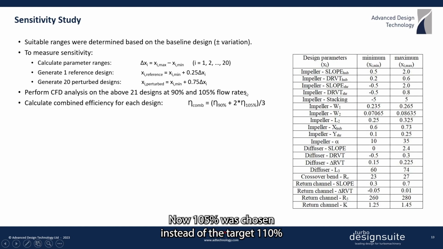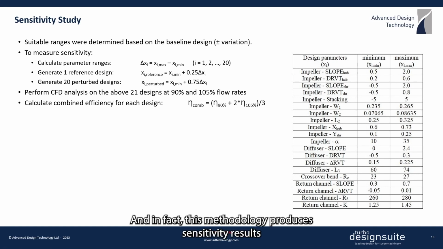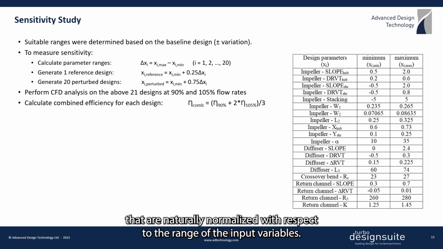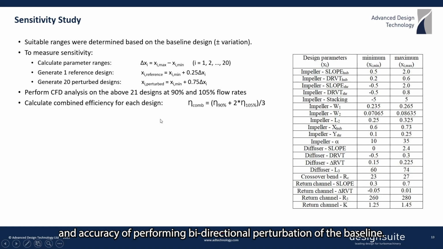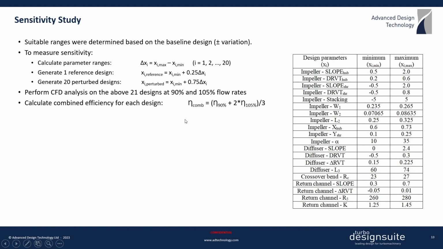Now 105% was chosen instead of the target 110% to guarantee CFD results near the high flow condition can be obtained for all the different designs. And in fact, this methodology produces sensitivity results that are naturally normalized with respect to the range of the input variables, and is also a good compromise between cost and accuracy of performing bidirectional perturbation of the baseline.